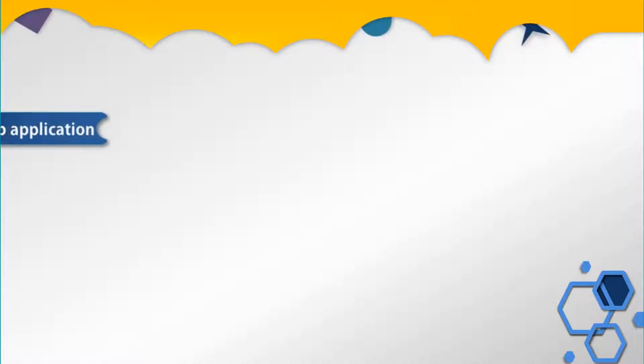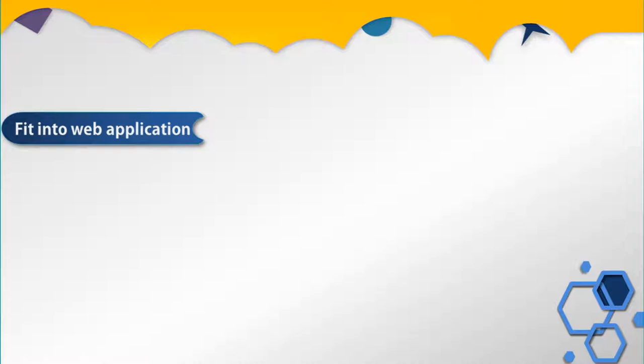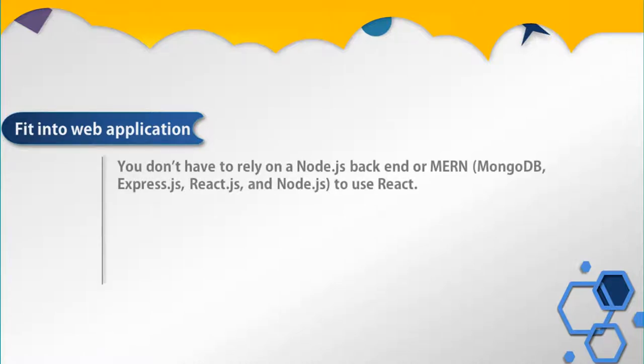Now let's see how React fits into your web application. React is backend agnostic for the purpose of front-end development. In other words, you don't have to rely on a Node.js backend or the MEAN stack, MongoDB, Express, React.js and Node.js, to use React. It's fine to use React with any other backend technology like Java, Ruby, Go or Python. After all, React is a UI library. You can integrate it with any backend and any front-end data library like Backbone, Angular and so on.